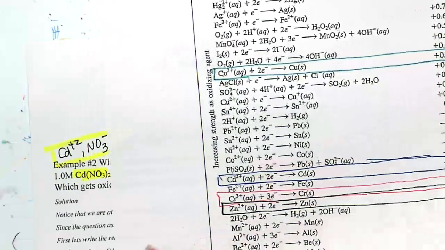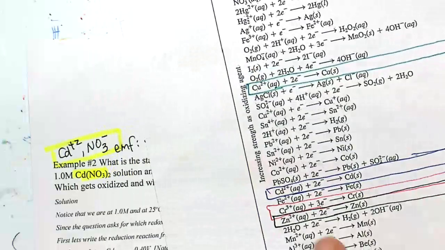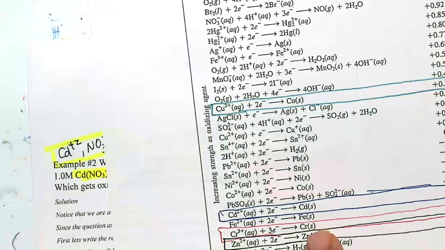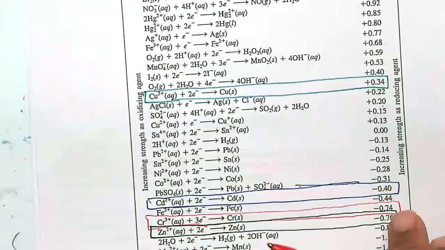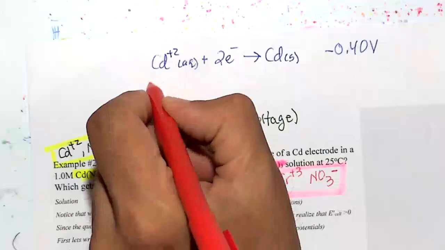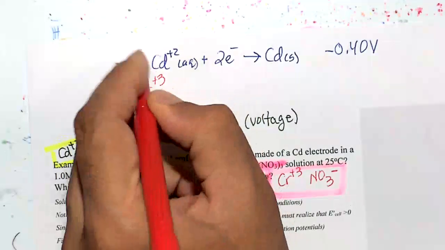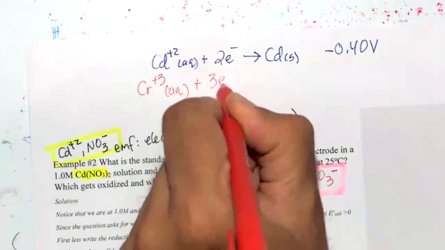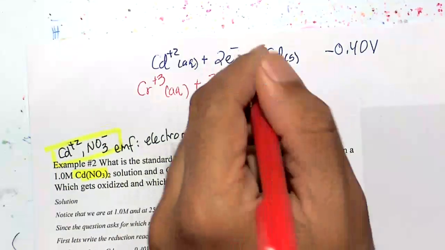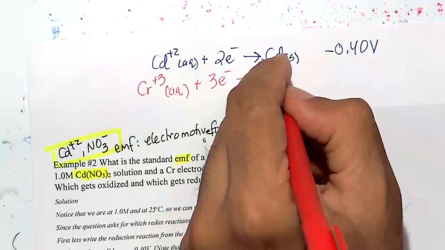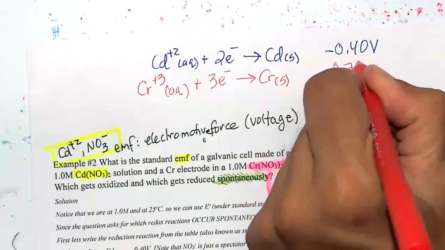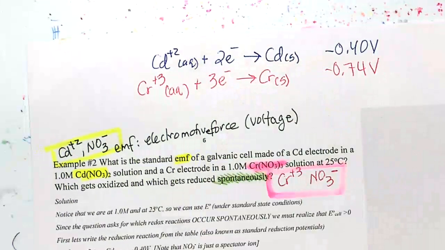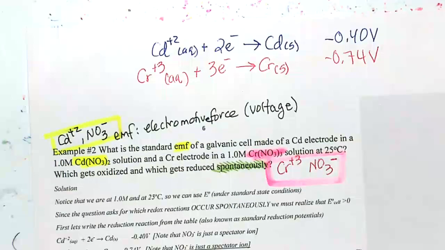I'm going to write this down. Okay, we have to flip one. Cr plus 3e minus goes to Cr solid. This is minus 0.74 volts. Okay, so we have to flip one, and the other one we maintain the same. We got these from our table.